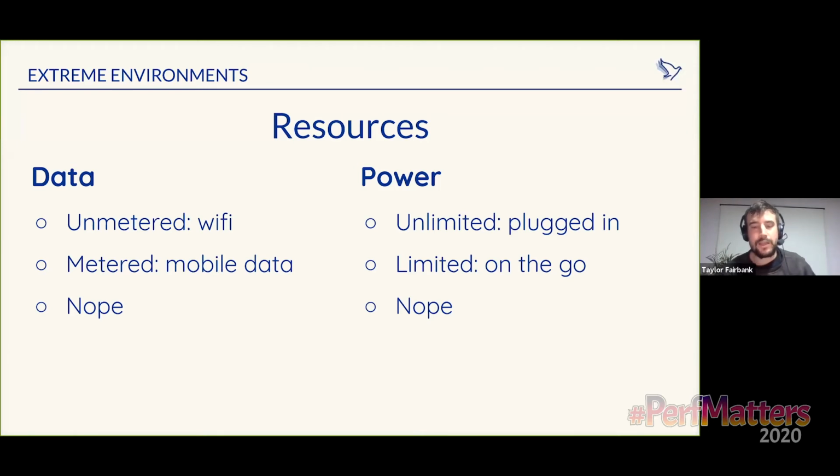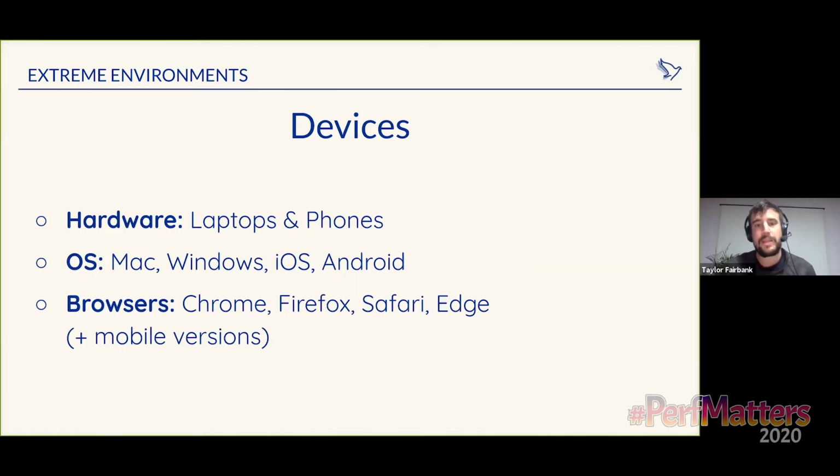We should also definitely talk about resources. So like I said, right now I'm on metered mobile data. You have unmetered, which would be Wi-Fi at a coffee shop or at work. And sometimes you just don't have data at all. Same thing with power. You can be plugged in, good to go. You could be limited if you're walking around and don't have time to charge anything, or your phone could just be dead. Your laptop could be dead. There's no power there.